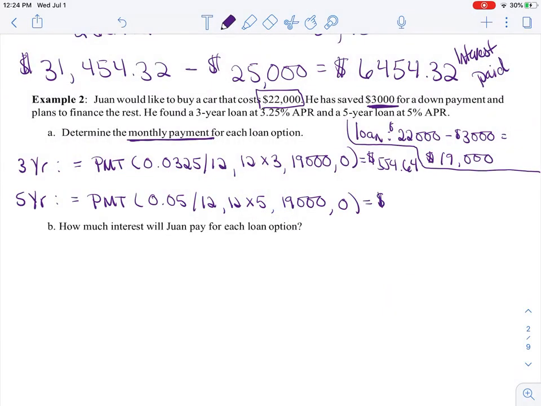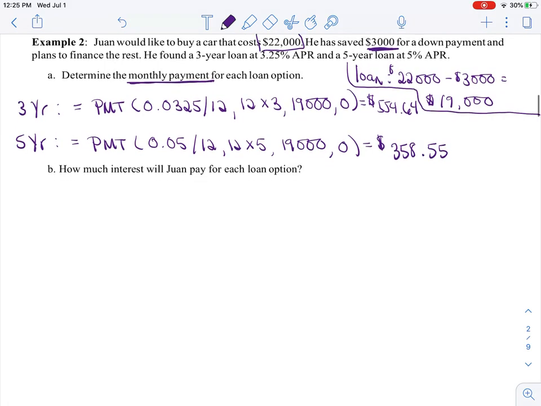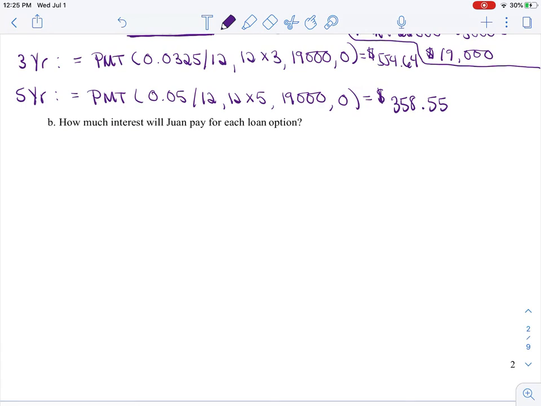$358.55. So this is how they get us. I'm going to be like, oh my gosh, I'd much rather only spend $358.55 per month on my car than a whopping $554.64. But let's see how much extra money this loan lender is making off of us. So how much interest will Juan pay for each loan option?